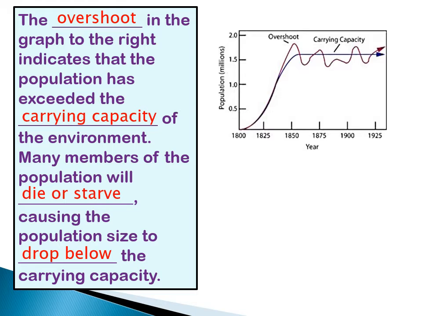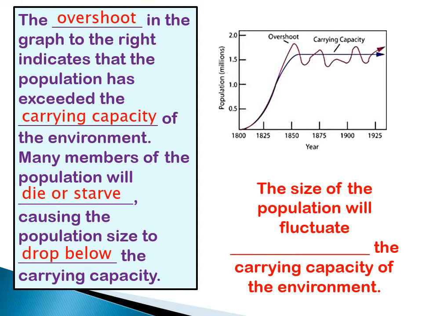And so it's never really a straight line at the top here. It's always an up and down of deaths versus births at the top of these graphs. The size of the population will fluctuate above and below the carrying capacity of the environment. So when you're trying to find your carrying capacity, you kind of eyeball these ups and downs and look for the average between the two. And that's probably where your population should be at.